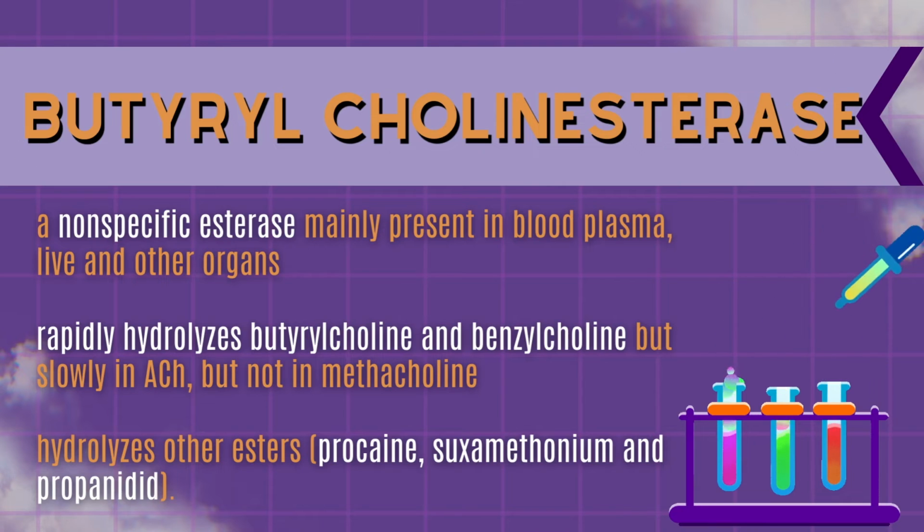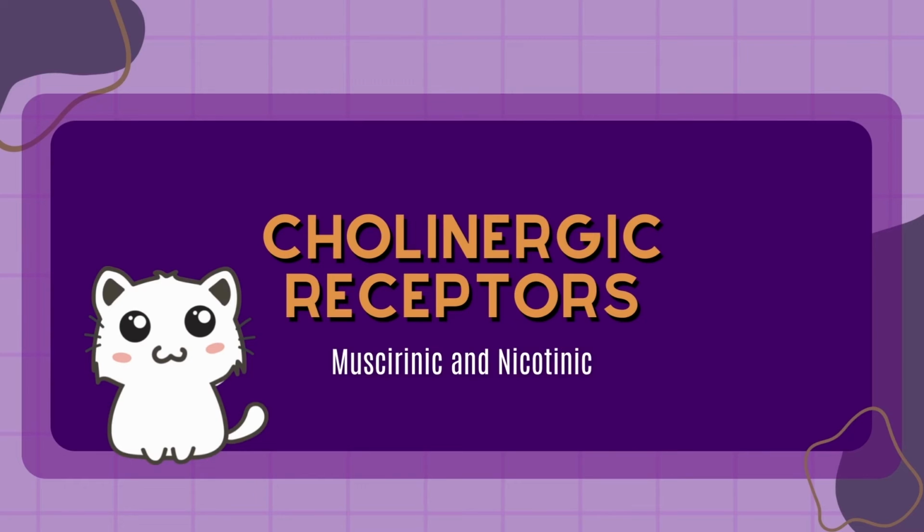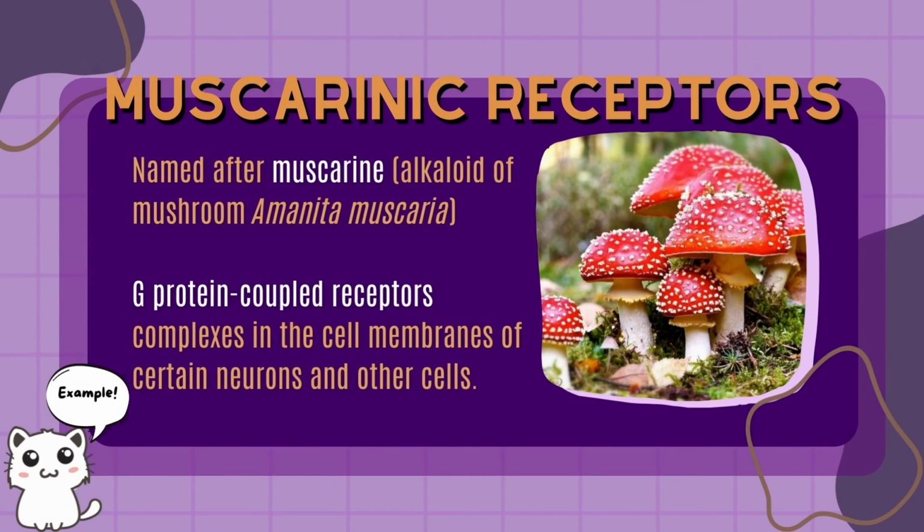It rapidly hydrolyzes butyrylcholine and benzylcholine but slowly hydrolyzes acetylcholine, and not methacholine. It hydrolyzes other esters such as procaine, succinylmethonium, and propanidine. Next, we discuss what the different types of cholinergic receptors are, what their subtypes are, where they can be found, and what their agonists and antagonists are.